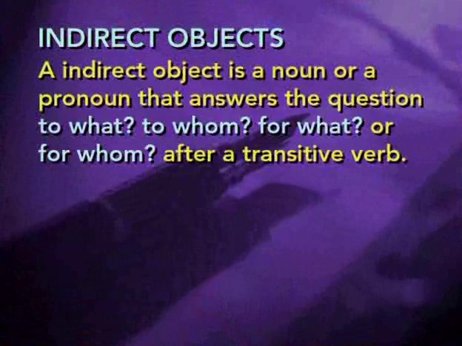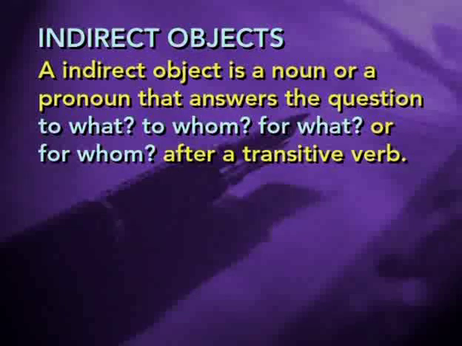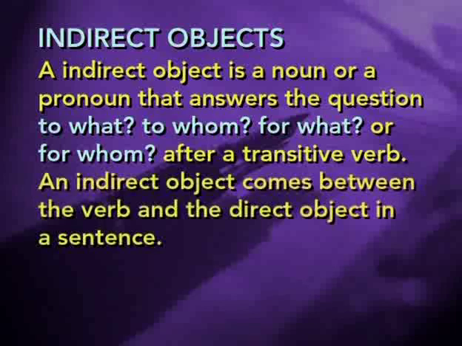We've been talking about direct objects which receive the action of the verb. There's another type of object that a verb may have. It's called an indirect object. An indirect object is a noun or a pronoun that answers the question, to what, to whom, for what, or for whom, after a transitive verb. An indirect object comes between the verb and the direct object in a sentence.